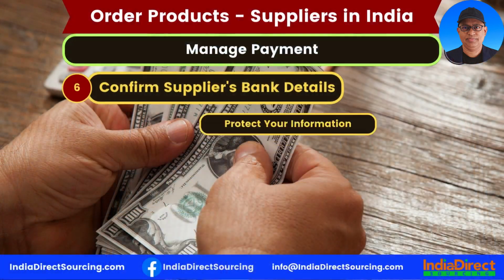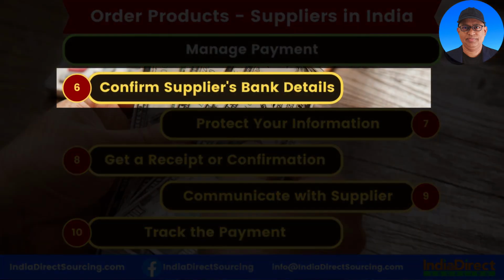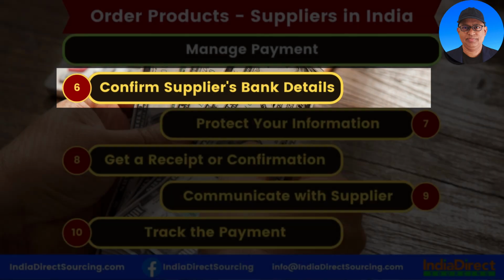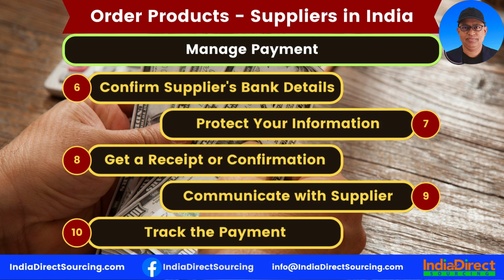Let's move on. Step 6 is confirm your supplier's bank details. Ensure that the bank details your supplier gives you are accurate. Mistakes can lead to problems, so it's important to be sure that the bank details are confirmed and correct.